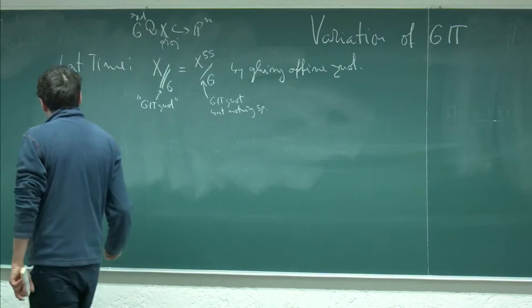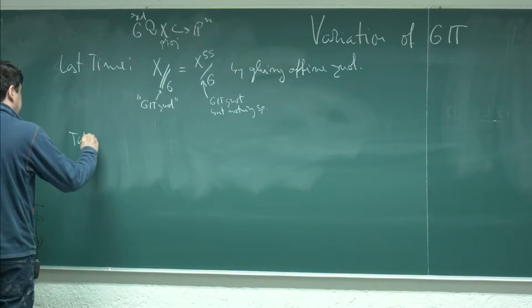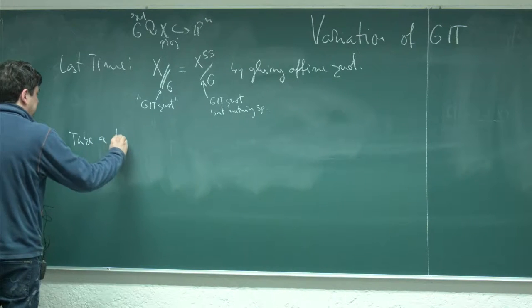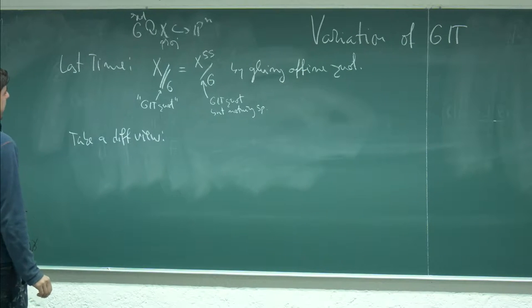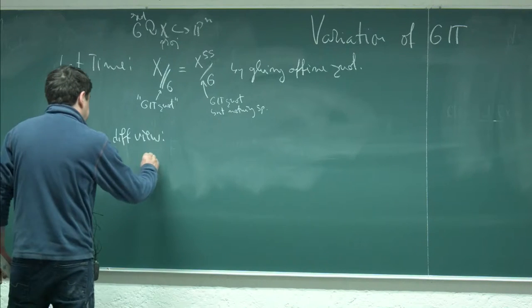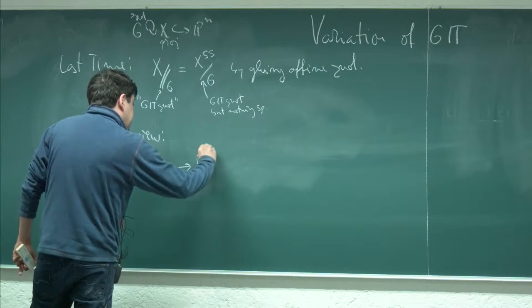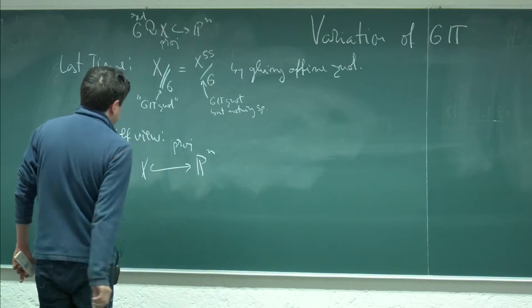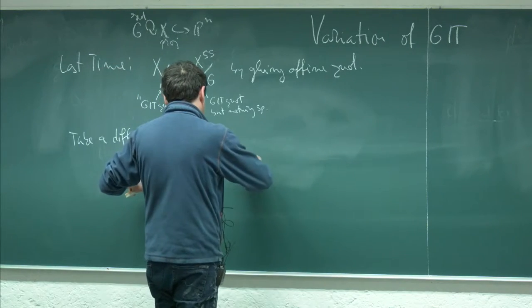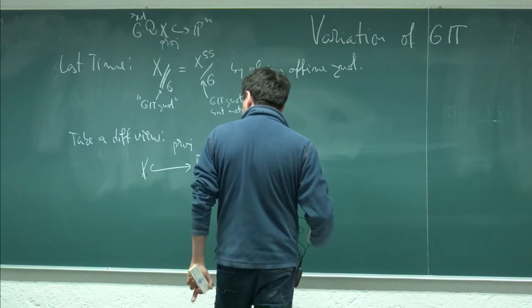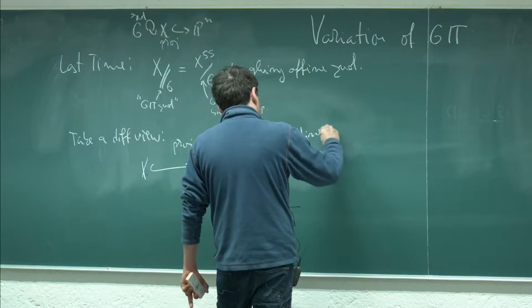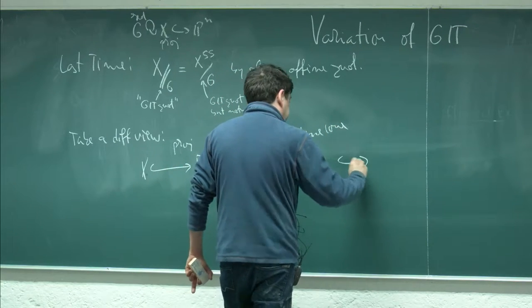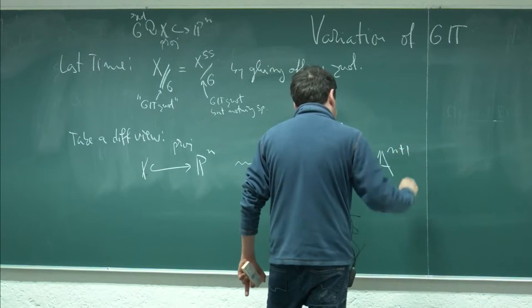Now I want to take a different perspective, take a different view. So how can I get from projective to affine? Because the affine case I understand very well. So this is the projective situation. But instead of viewing this one, I'm viewing it as the cone, this is the affine cone, over this one in A^(n+1).